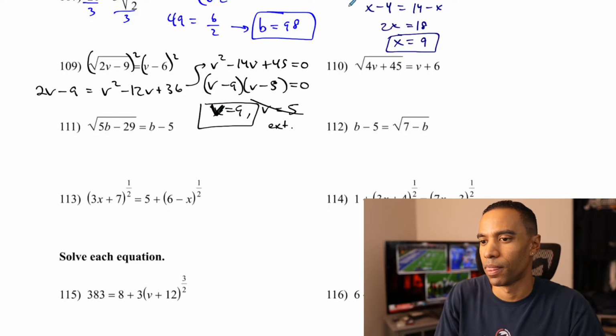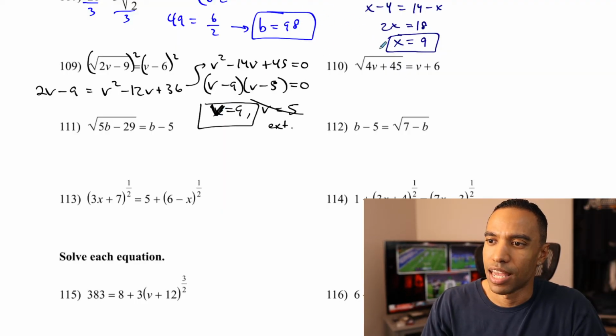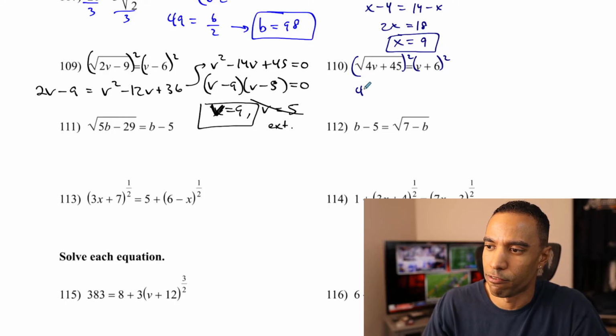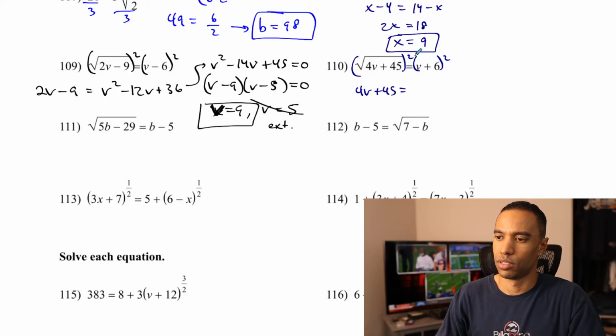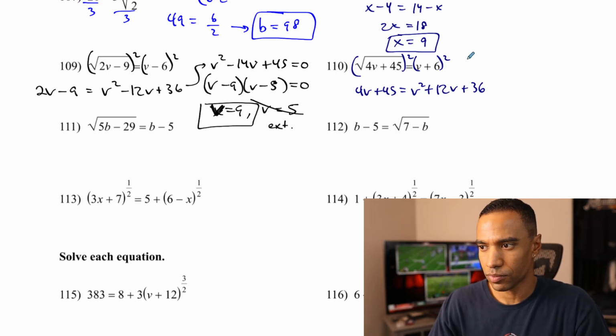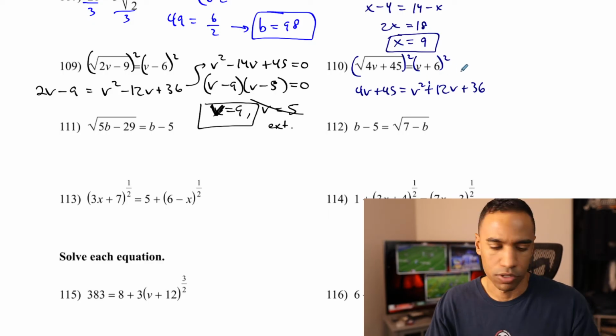That is a v. All right, square both sides again. Let's do the same thing. We're going to deal with another quadratic here. Square both sides. We get 4v plus 45 equals v squared plus 12v plus 36. Set everything equal to 0 here again.